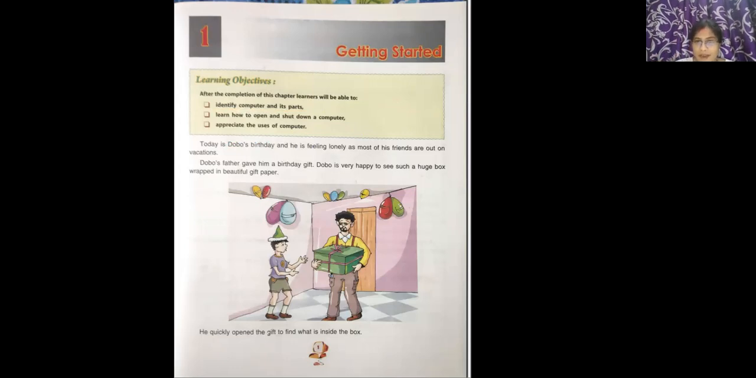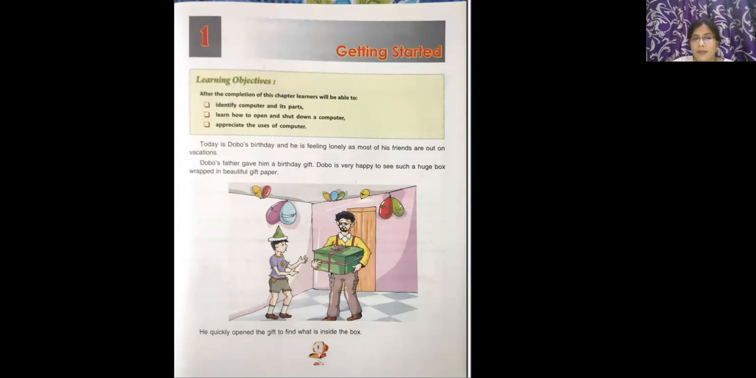Dobo is a small boy who stays with his parents in their house. He is celebrating his birthday today. But he's feeling lonely as most of his friends are out on vacation. Yes, his birthday falls on a vacation. He was very sad and dull at home because his friends were not there.